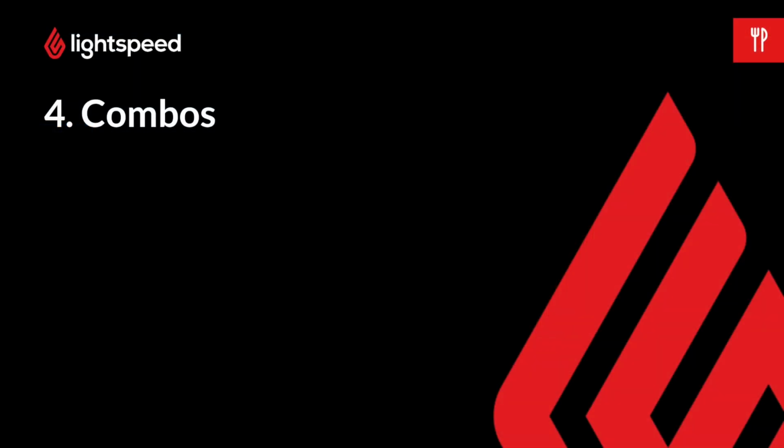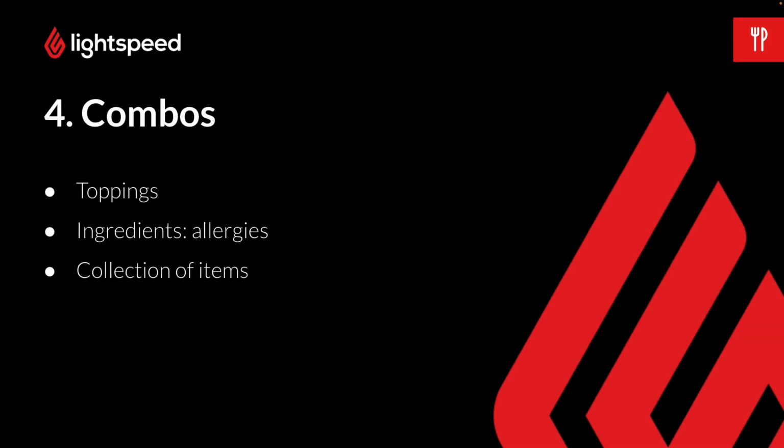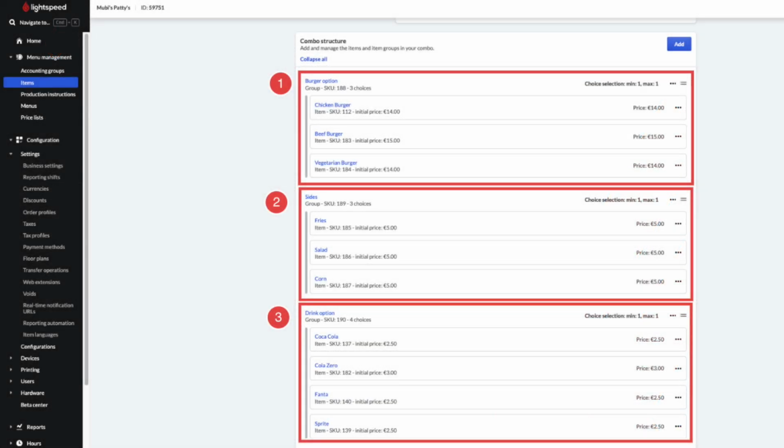4. Combos. If you want to give your customers the option to further customize their item with additional toppings or omitting ingredients that they don't like or may be allergic to, you can set up combos. You can think of a combo as a collection of other items that your customer has to choose from. A good example of a combo is a burger menu, where the combo burger menu consists of 3 item groups.